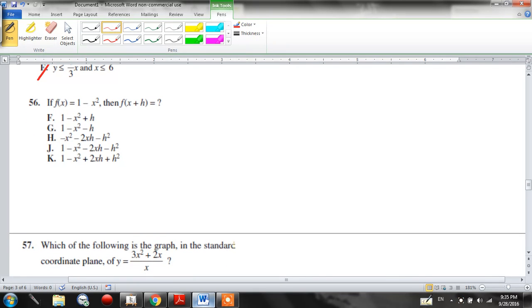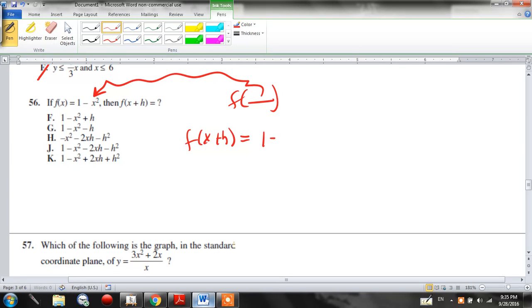56. If f of x is this, what's f of x plus h? Well, if you want to know f of anything, you plug that anything in place of x. So if you want to know f of anything over here, you put that in. So f of x plus h is going to be 1 minus (x plus h) squared. So you plug that in over there.